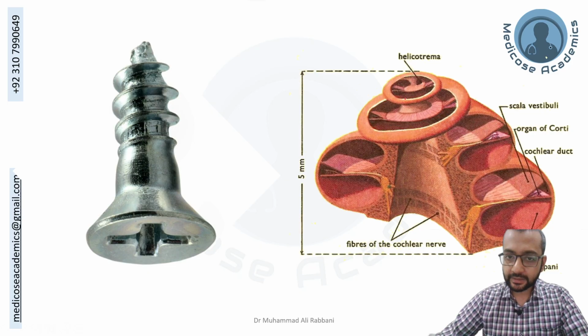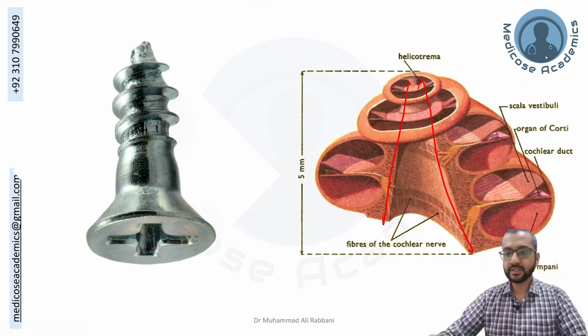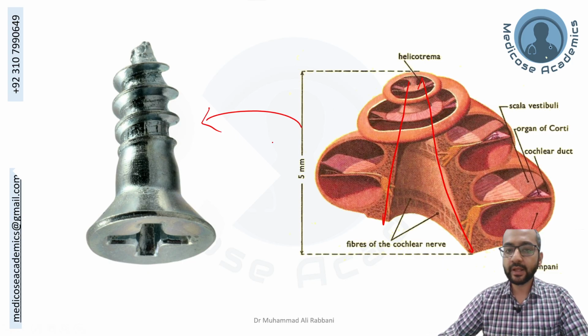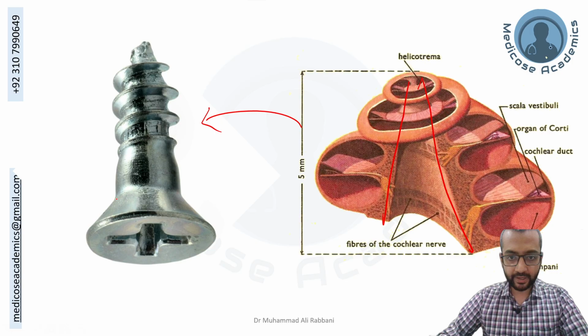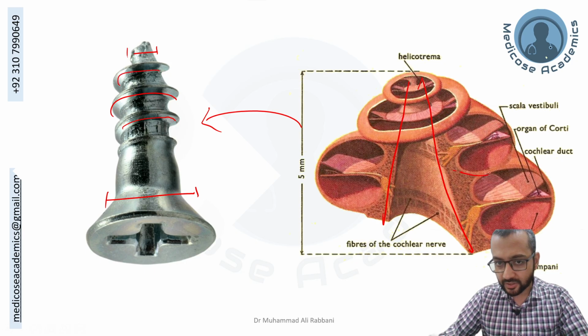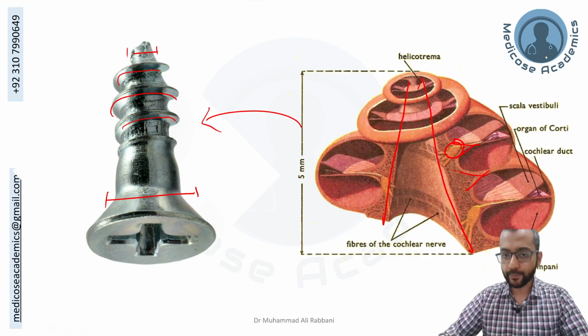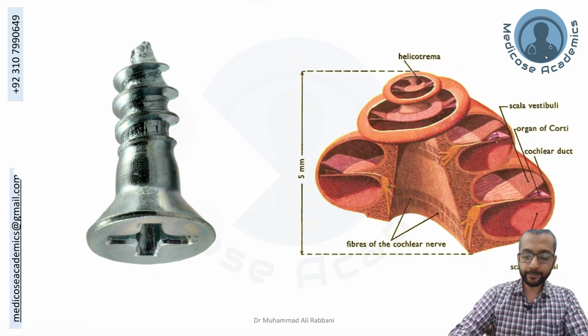In between them, there is this bony pillar. This is called the modiolus. It can be thought of like a Phillips screw. It is wider at the base and narrower at the top, and it has this bony projection, this thread going on. This is the spiral osseous lamina, in which the spiral ganglion lies too. That is why it is called the spiral ganglion. So this is about the cochlea.